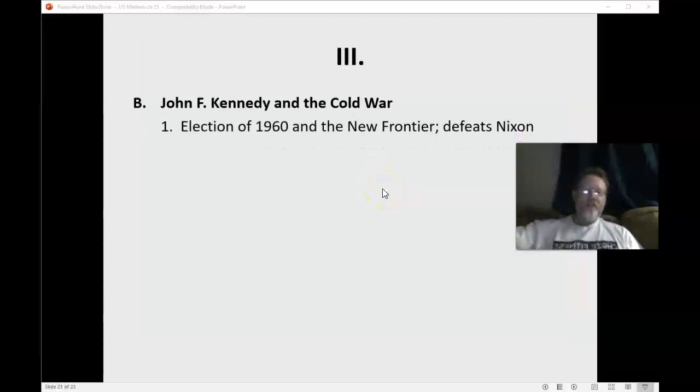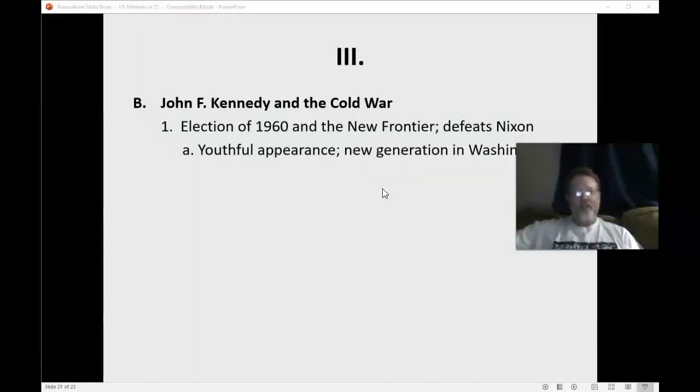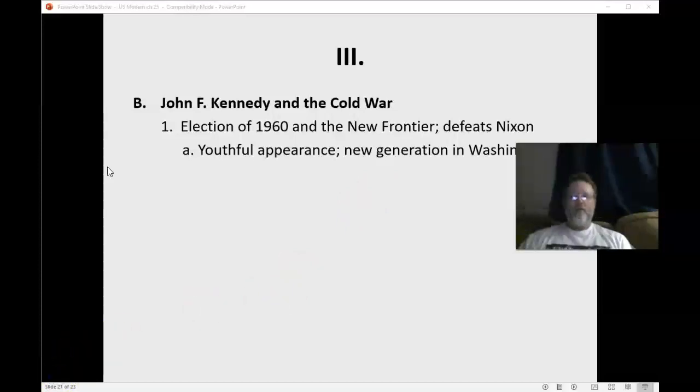All right, the last thing we'll talk about is John F. Kennedy. 1960, John F. Kennedy gets elected. He runs against Nixon. He barely wins, 49.7% of the vote to 49.5%. He wins by 0.2%.